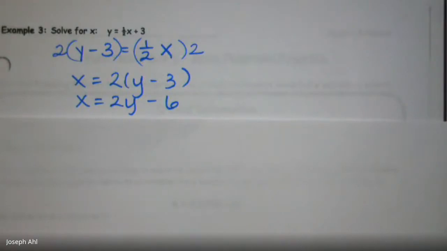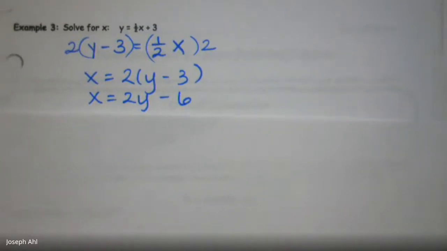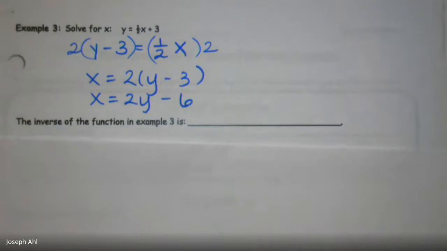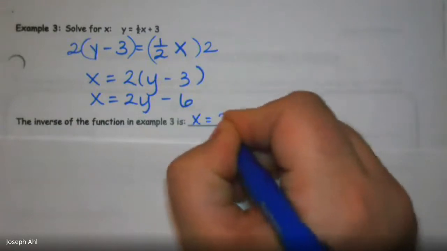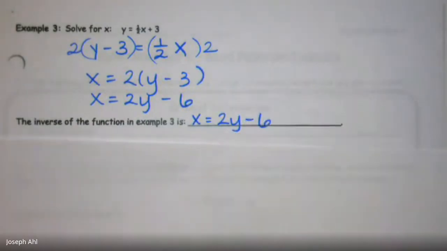And the reason why I had us just solve for x in this case is getting x in terms of y is another way of thinking about inverses. Okay, so expressing one variable in terms of the other. We have that the inverse of the function in example 3 is x equals 2y minus 6. And I'll show you where that comes up in inverse applications in a minute.